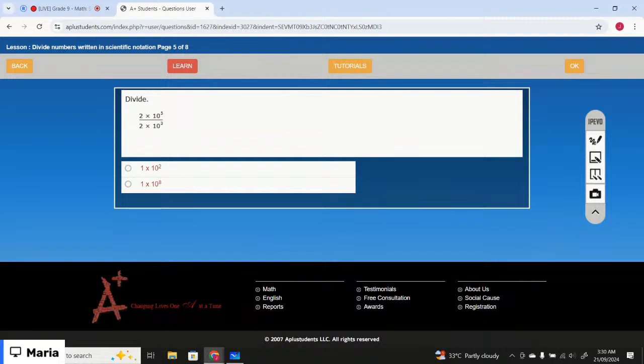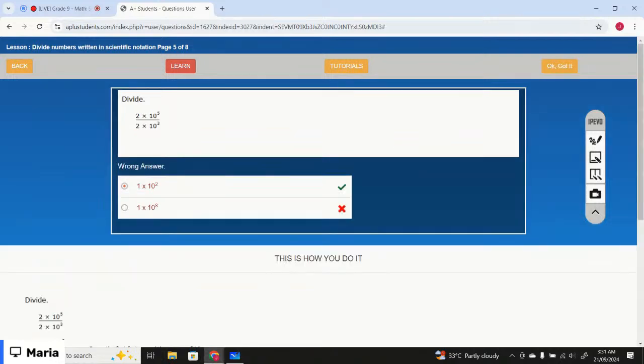The correct option is 1 times 10 exponent 8. Option number 2 is the correct option, right? Okay, the next one is, oh sorry, 2, 1 times 10 exponent 2. 5 take away 3 is 2, sorry.